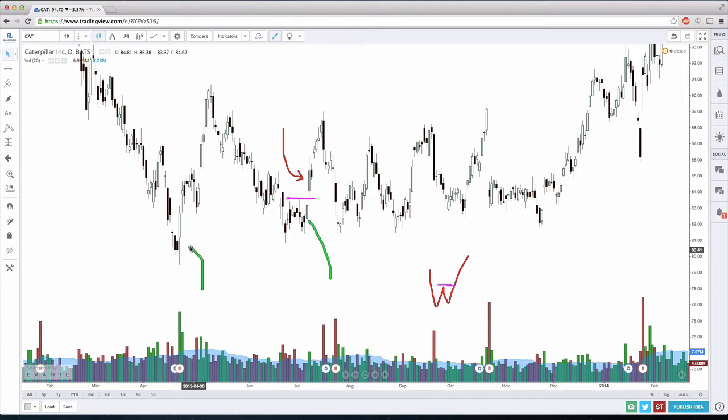So here's one in green. Here's another one in green. Here's another one in green. There's one right here in green. And here's another one in green. So there's a lot of these patterns occurring at support. So what does that mean to you?